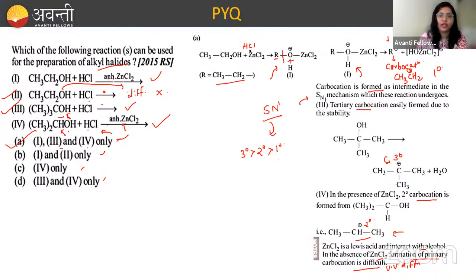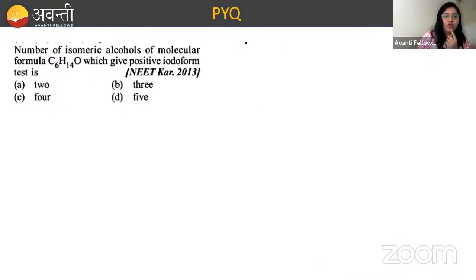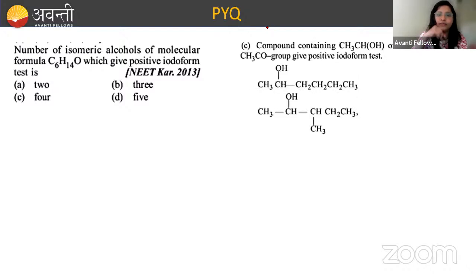Yeah, very good, Gauri Lakshmi. Okay, yeah. Number of isomeric alcohols of molecular formula C6H14O, which gives positive iodoform test is. So, you know which compounds give iodoform test? Yeah, we have talked about this. Which compounds give iodoform test? Ketone, yeah. Okay, so why does ketone give? So they contain CH3CO group. Very good. The compounds which contain CH3CO group, they give iodoform test.